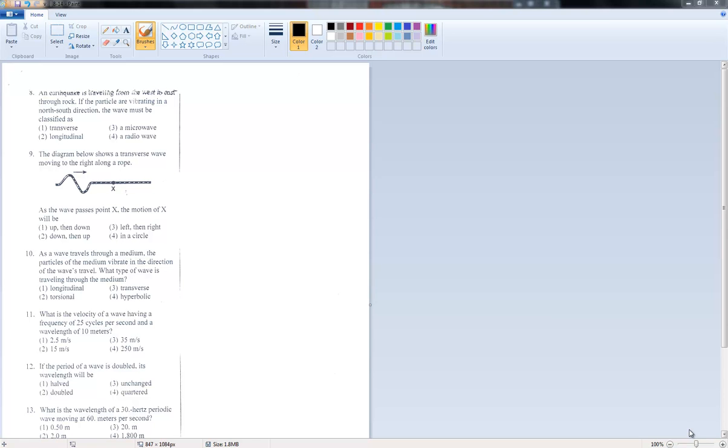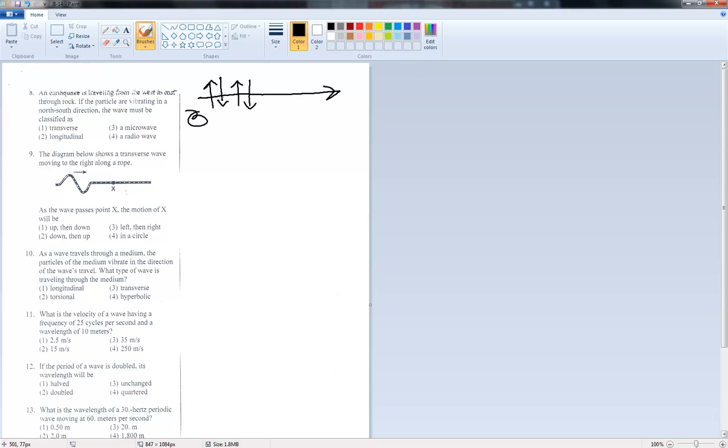All right. Question 8. Let's see here. An earthquake is traveling from west to east through rock. If the particles are vibrating in a north-south direction, the wave must be classified as which of the following? So we have an earthquake traveling from west to east. The particles are vibrating north and south. What kind of wave is this?